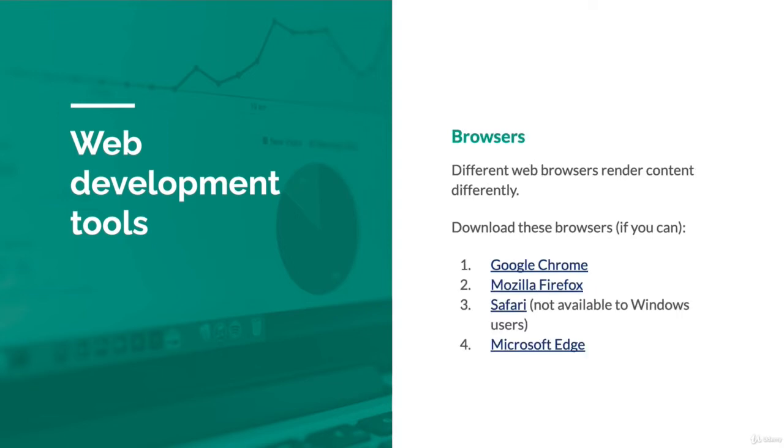Next, you need browsers. Different browsers render content differently. So if you can right now, I would highly suggest pausing this video and going and installing Google Chrome. Download and install Mozilla Firefox. If you're on a Mac, download Safari. You probably already have it if you're on a Mac. Unfortunately, I don't believe it's available for Windows users, at least not at this point in time. And lastly, get Microsoft Edge. You want these 4 main browsers to test your websites on.